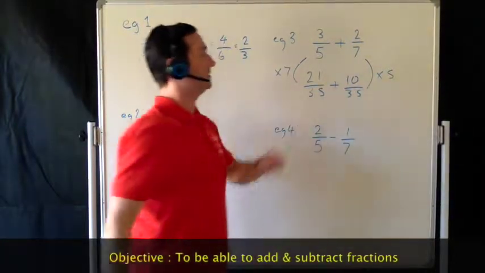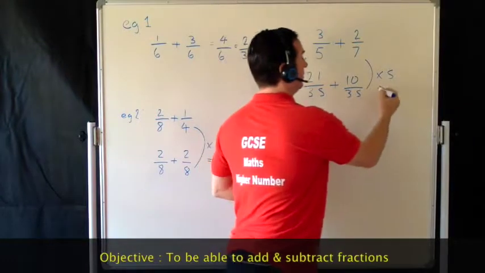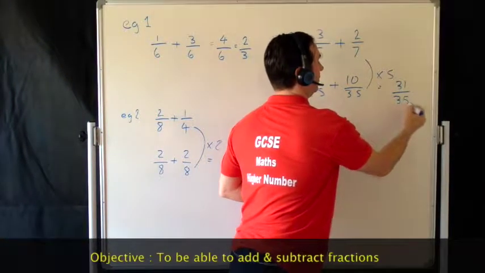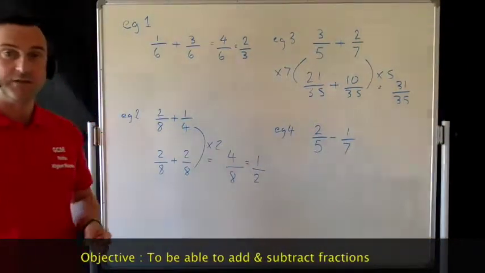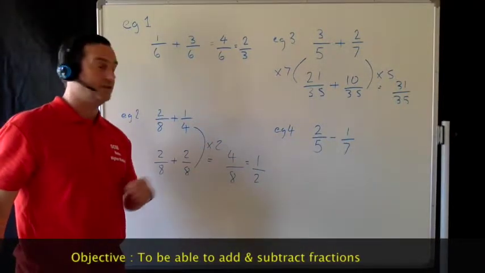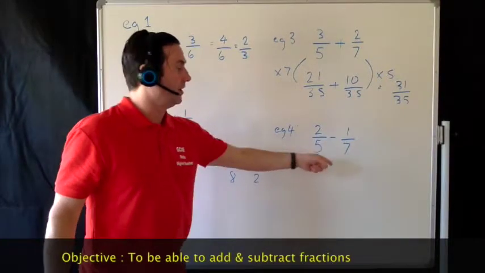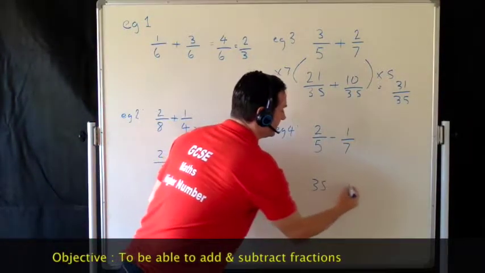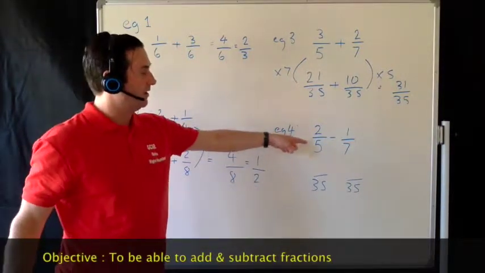Now I can add these two numerators together. 21 add 10 gives me 31/35. 31/35 cannot be simplified. 31 is a prime number. For the final question, example 4, again we've got our common denominator, this time 35, but this time we're subtracting. But the same thing applies.